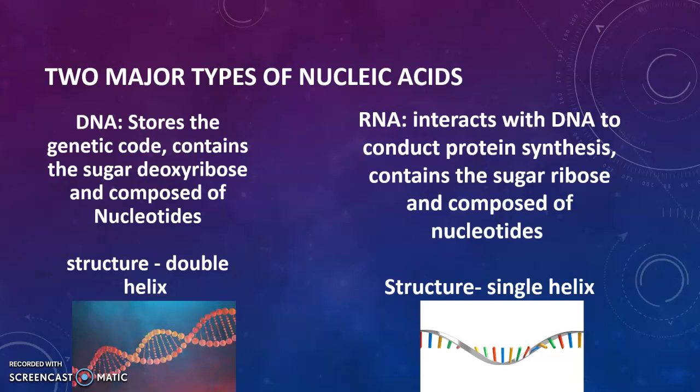DNA, which stores the genetic code, contains the sugar deoxyribose and is composed of nucleotides with a structure of a double helix. RNA interacts with DNA to conduct protein synthesis, contains the sugar ribose, and is composed of nucleotides with the structure of a single helix.